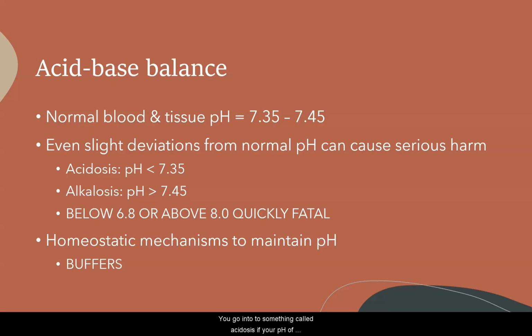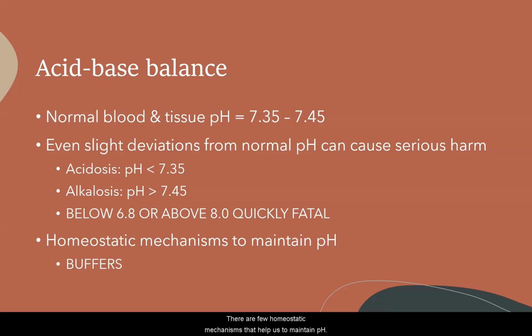You go into something called acidosis if the pH of your blood falls below 7.35, right? Because below 7 is generally considered acidic. And you go into something called alkalosis, which is your blood is too basic, if it gets over 7.45. And then if you get below 6.8 or above 8.0, those instances of acidosis or alkalosis quickly become fatal. And so obviously it's very important that that doesn't happen. That might be stating the obvious there.